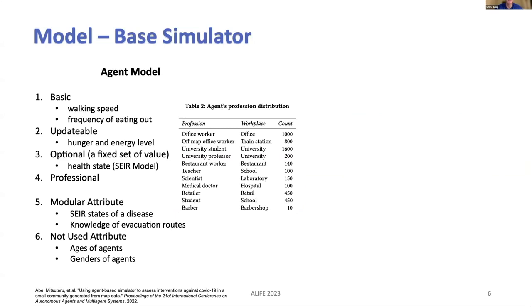In this case, an agent assigned a different profession will have various schedules. They will react differently under different situations. And we have the modular attribute, which is specifically designed for other submodules when the agent is interacting with them. And we have some attributes that are not used yet, like age and gender. Currently we do not consider them as factors that will have some influence on our simulation system.